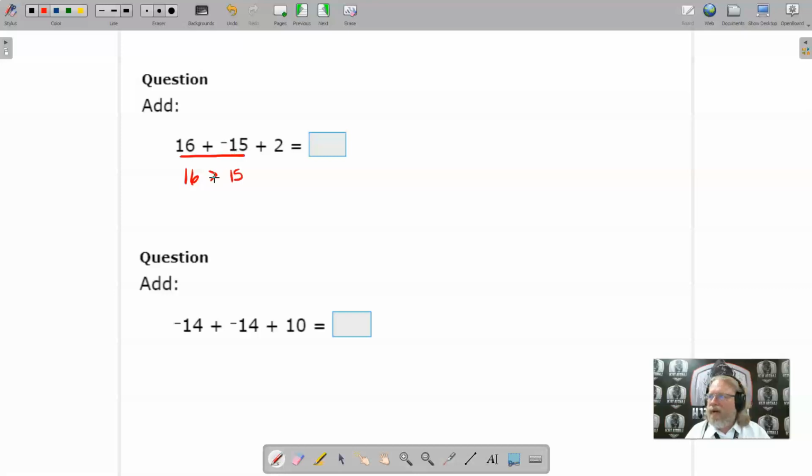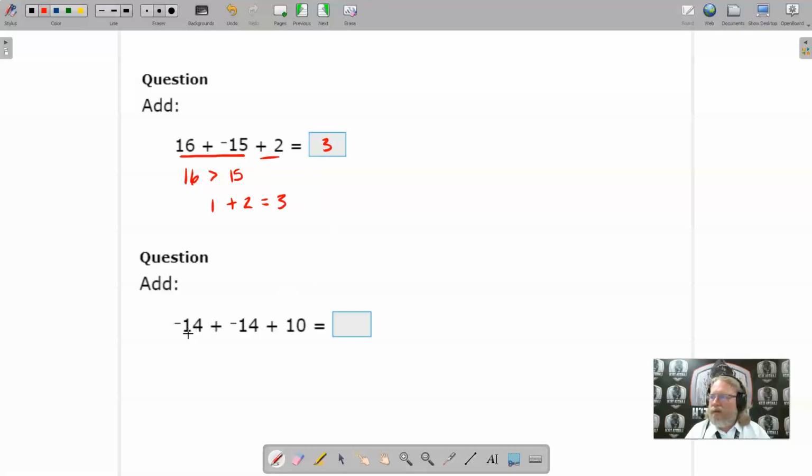So 16 is greater than 15, so our answer is going to be positive, and 16 minus 15 is 1. So let's bring down the positive 2, or the plus 2, and 1 plus 2 equals 3. So our solution would be 3 in this case.